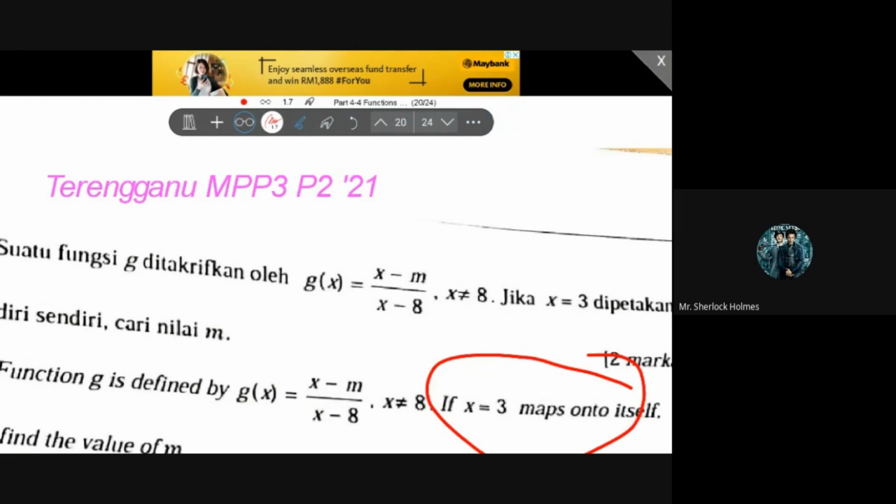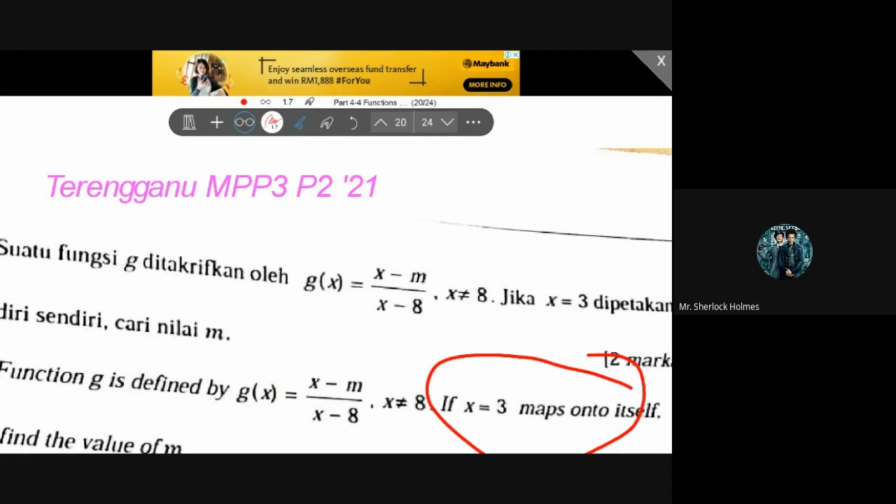What is your x? G and 3 is correct already. What will you do to your x there? What can you change? What is your x value? X equals to 3 maps onto itself. Modify sikit saja equation 2. Change a bit. Equation equals to x sub 3 into x. Yeah, so what is the equation in the end? Yes, correct, I say G3, very good.